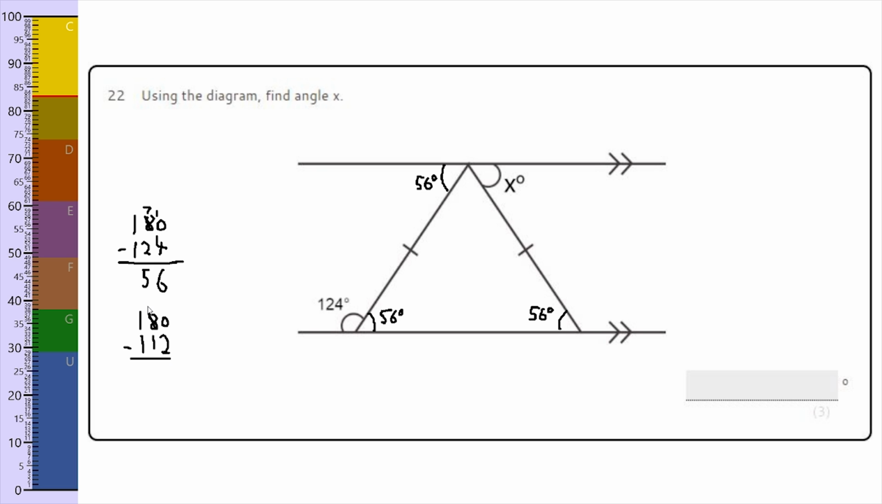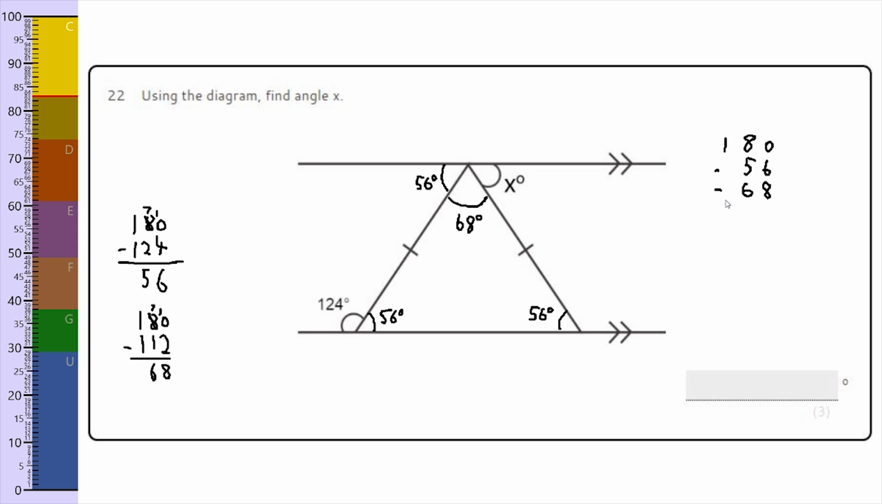Okay, again I can't do that, so that becomes a 7, so that's going to be 8. 7 take away 1 is 6, 1 take away 1 is nothing, so that's going to be 68 degrees. Okay. And then these three will add up to 180. So if I take the two that I know away from 180, so we're going to take away the 56, and we're also going to take away the 68.